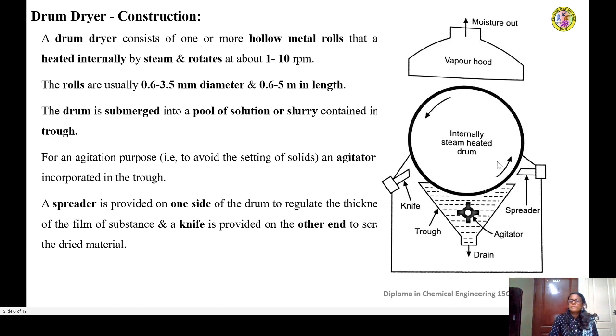When it comes to this position, due to transfer of heat from the internally circulated steam through the metal drum, the material gets dried by the evaporation of moisture. The moisture evaporated will go out of the dryer from the top through this vapor hood.